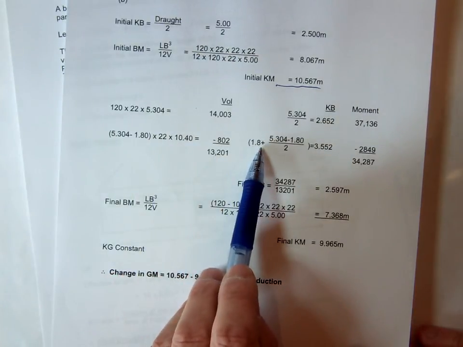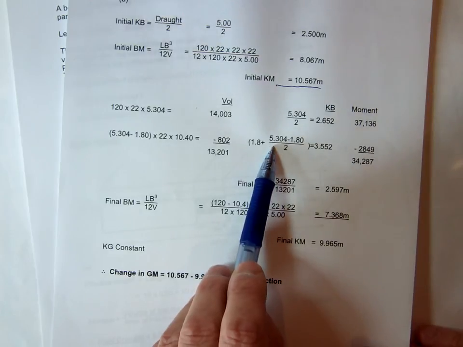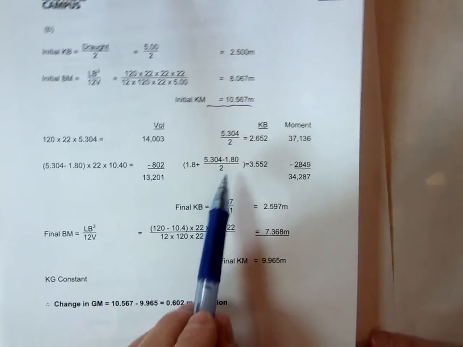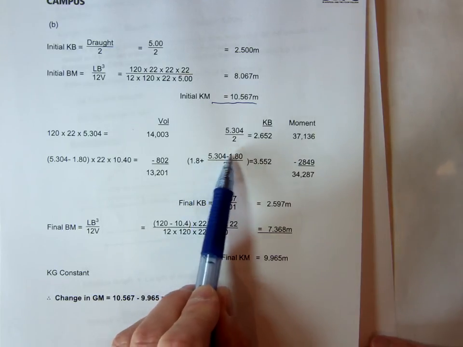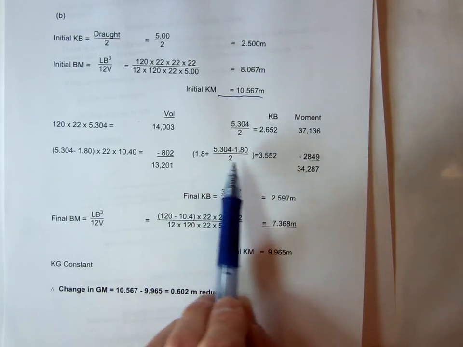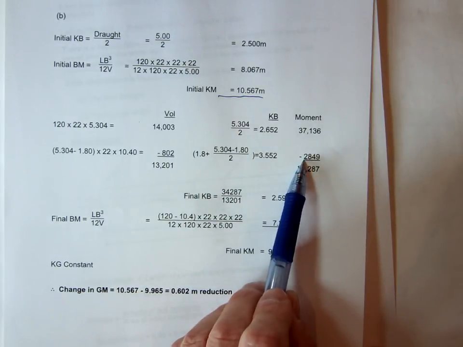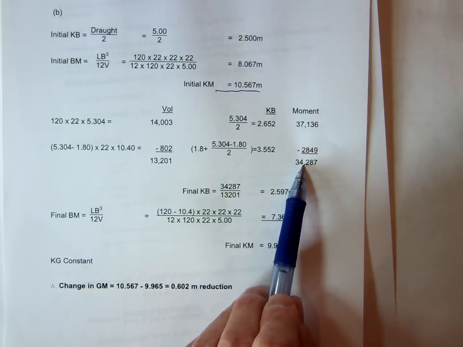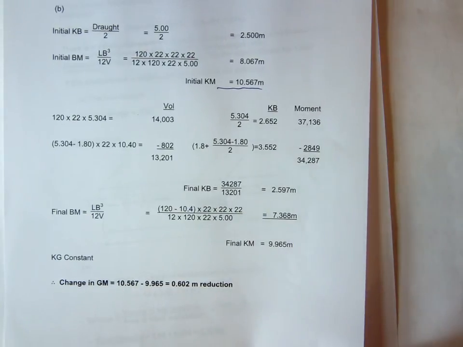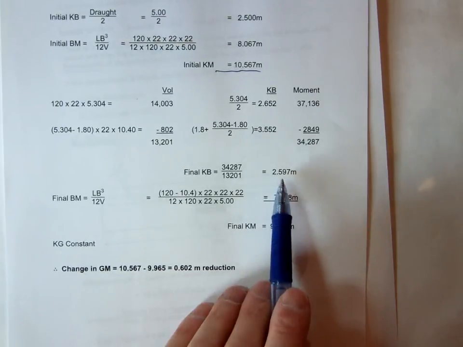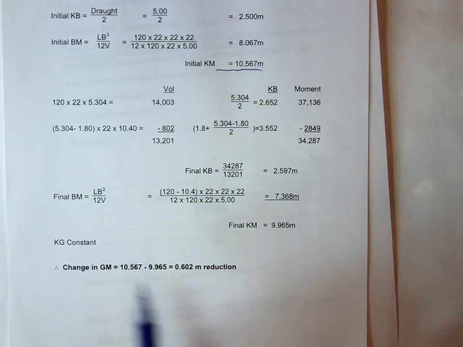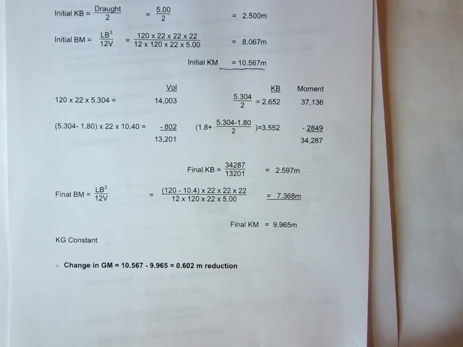Then we need to get the distance from the keel to its centre of the buoyancy. So we've got to add the whole of the 1.8 and then half of this value here. So it's 1.8 plus this whole value, 5.304 minus 1.8 over 2, which gives you 3.552. Multiply that by the volume, and that gives you the moments there. So we get the final KB will be the total moments divided by the volume, total volume, and will give us a final KB of 2.597. Once we've got that, we add it to the BM, and then we can make the comparison between the two KMs, and we can see that the change of GM is going to be 0.602, a reduction.